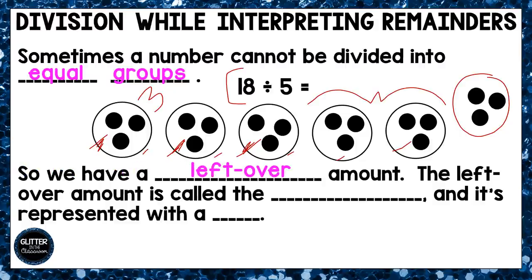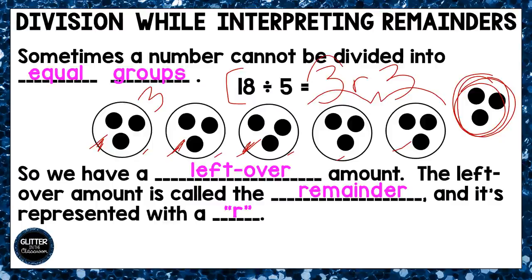And the leftover amount is called the remainder, and it's represented with a lowercase r. So these 3 dots are my remainder, and my answer ends up being 18 divided by 5 is actually 3 with a remainder of 3. This 3 represents the 3 that are in each group, and the remainder 3 represents the 3 that would have made the groups uneven. This 3 is my remainder, and my remainder is right here.